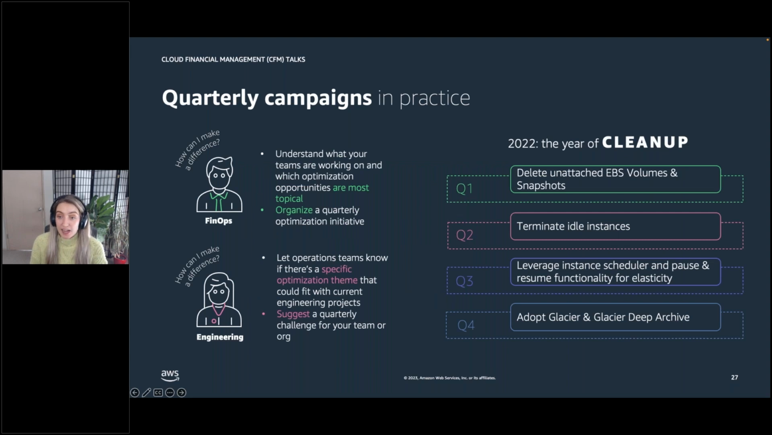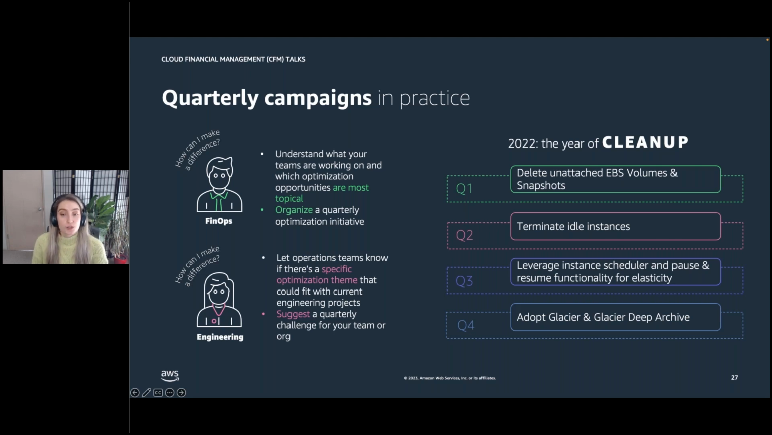So, an example of how this looks in practice: one of the customers that my team works with declared 2022 the year of cleanup, and established quarterly challenges that fit with that theme. They started a little bit lower lift with Q1 and Q2. Q1 was deleting those unattached EBS volumes, doing that snapshot cleanup, and then terminating idle instances in Q2. So really focusing on those cleanup activities, getting people used to the idea of taking these things quarter by quarter and having a quarterly challenge, getting into that rhythm.